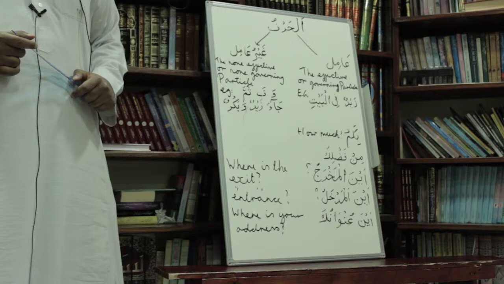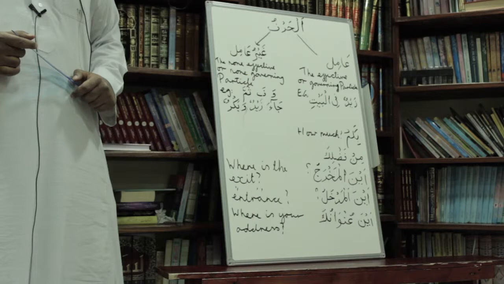It dictates what type of vowel it should have. Should it have a Dhamma on it? Should it have a Kasra on it? Or should it have a Fatha on it? So this is one type of harf. This is called amil. Amil means something which has an effect, something which is a doer. Yes? Can you please repeat that? Which one? The amil. Okay. Harf is segregated into two.